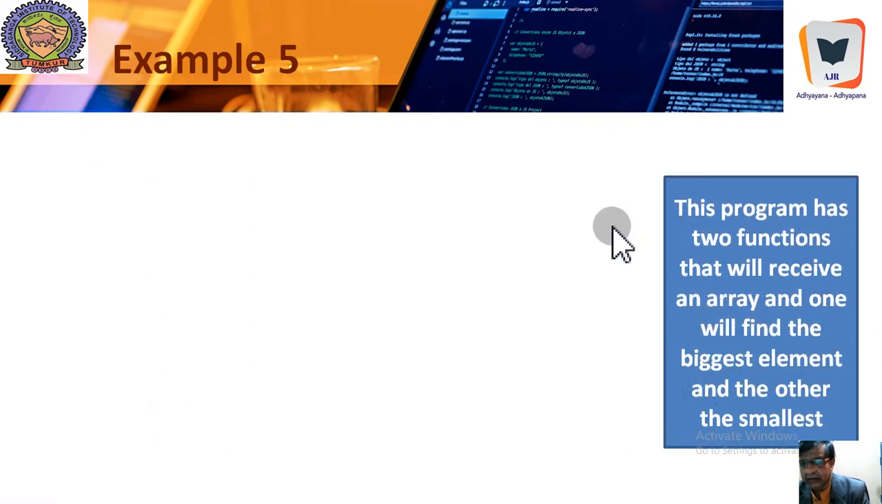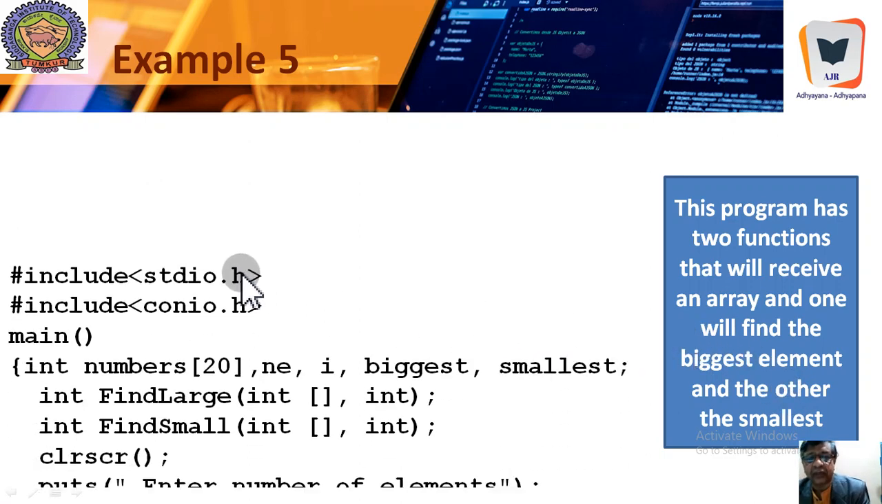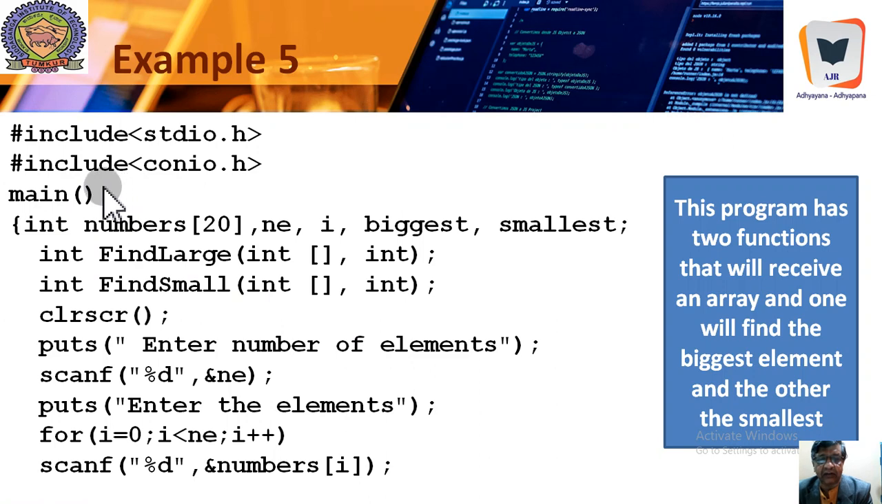Example 5. This program has 2 functions that will receive an array, and one will find the biggest element among the array elements, and the other function will find the smallest element among the elements. Therefore, this is an example where we will learn how to send an array as a parameter, and how to compute the other things, whatever is required, very specific to the problem.